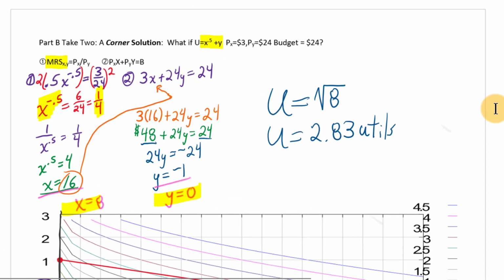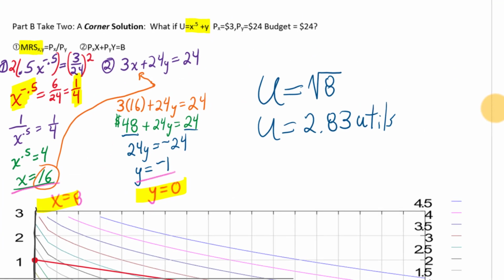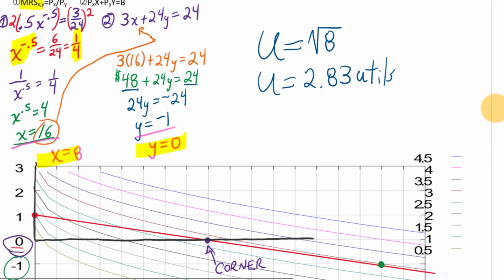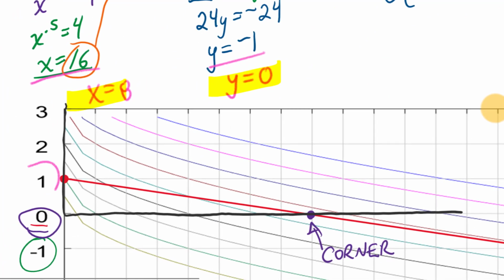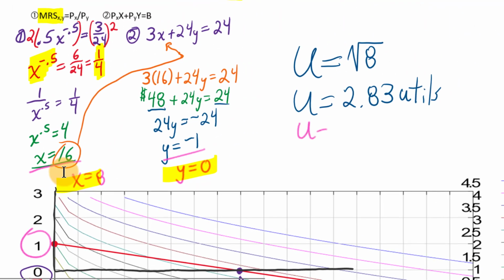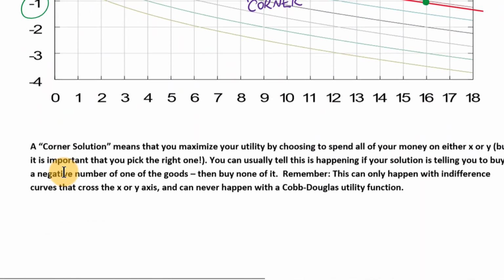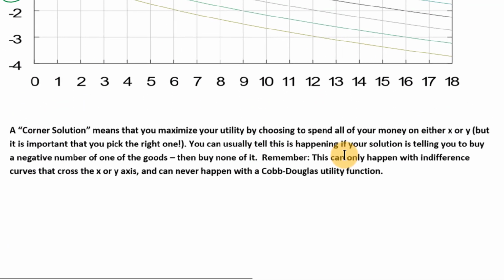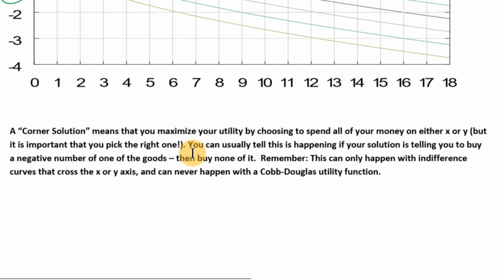Now in this case, let's just justify this. Suppose we looked at the other corner. The other corner would be right here, where we spent all our money on Y. We could only afford one of them. And if we only bought one Y, our utility would be 1, right? It's the square root of 0 X's plus the 1 Y we can afford. Well, that's not maximizing our utility. It's the other corner where we maximize our utility. So you can usually tell this is happening if your solution is telling you to buy a negative number of one of the goods. It's really telling you to buy none of it.